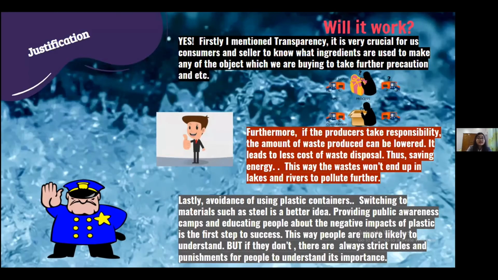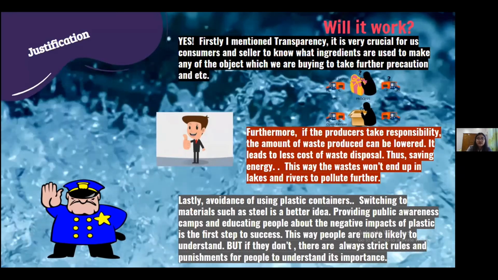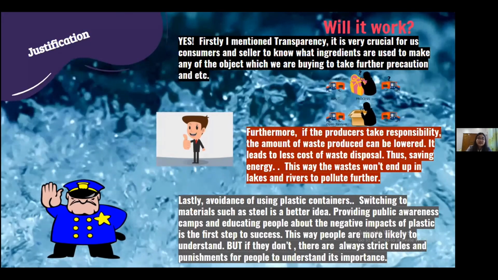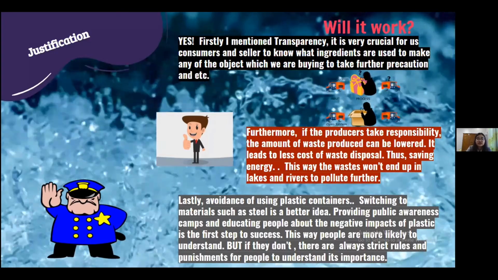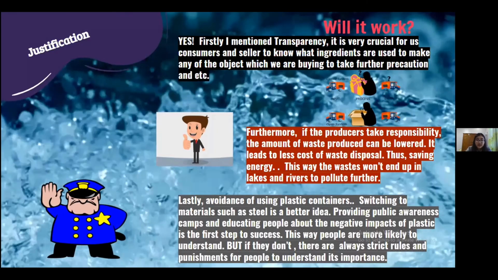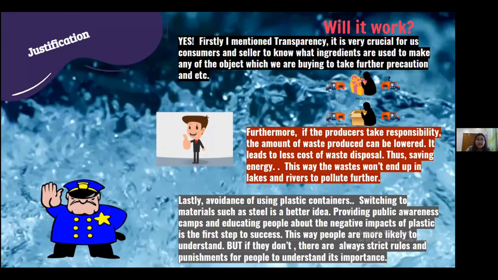Also, it can benefit the economy because transparency plays a major role when it comes to selling and promoting. Furthermore, if producers take responsibility, the amount of waste produced can be lowered, and it can lead to less cost of waste disposal, because if the producers take responsibility, they can reuse the made product, and all the things won't end up in rivers and lakes. And as you can see in my background, if you want crystal clear water, we can all put the responsibility to the consumers, as they can take responsibility and everything won't end up in lakes and rivers.